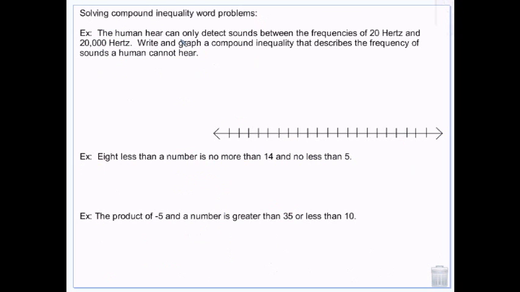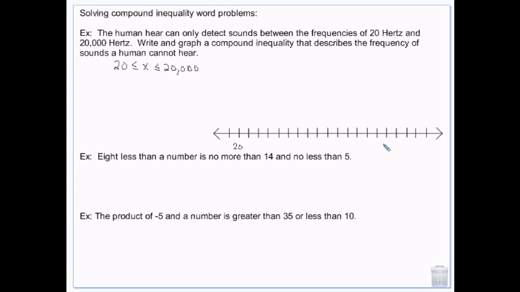Okay, so the human ear can only detect sounds between the frequencies of 20 hertz and 20,000 hertz. Okay, if I'm between, that means it has to be right between the two. I can't hear anything below 20 hertz, and I can't hear anything above 20,000 hertz. So that's writing the compound inequality. Does that make sense? Because it's between, x will be between.